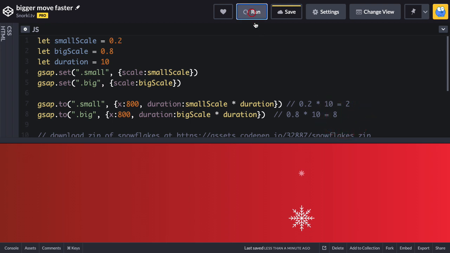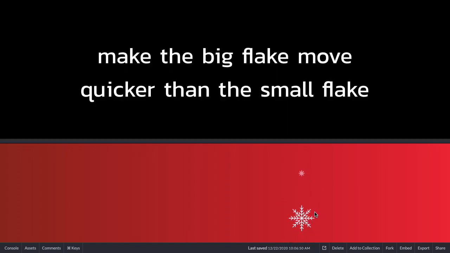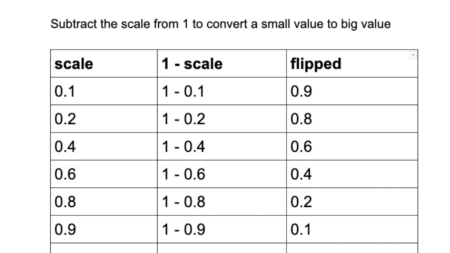So let's run this, and that makes the small flake move way faster than the big flake, okay? So what I want to do is show you how we're going to flip this around to make the big flake move quicker than the small flake. I created this chart to show you that I can subtract the scale from 1 to convert a small value to a big value. What does that mean?